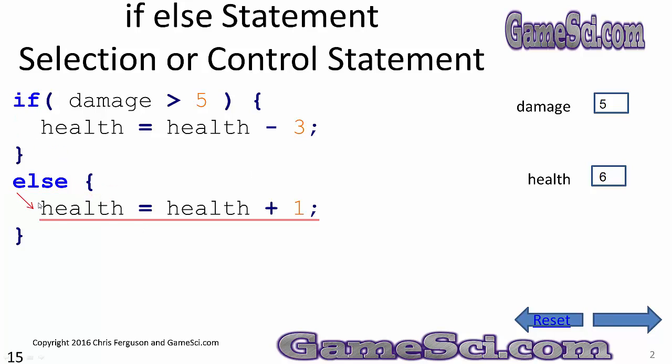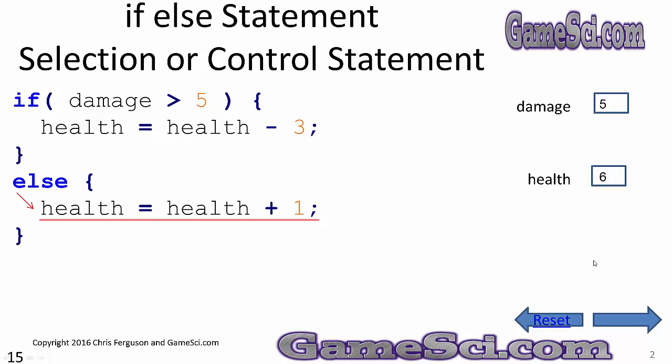When it executes the code in the else, it'll go inside this block. Everything between these two curly braces will execute when the condition is false. Health equals health plus 1. We've bumped the health variable back up to 6. So there you have it. There's 2 full examples of tracing the if-else statement through both paths the program could take.